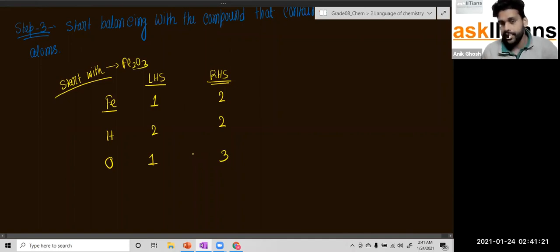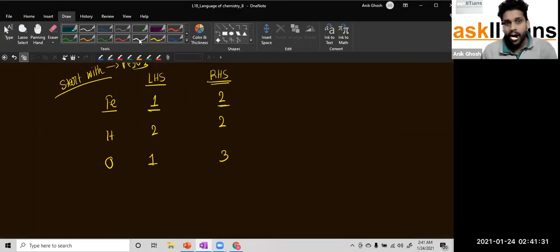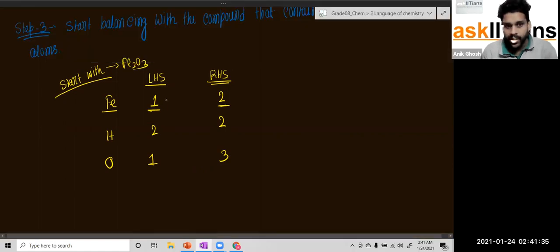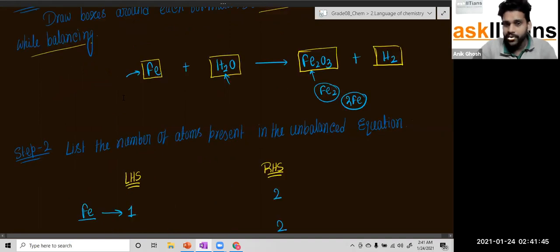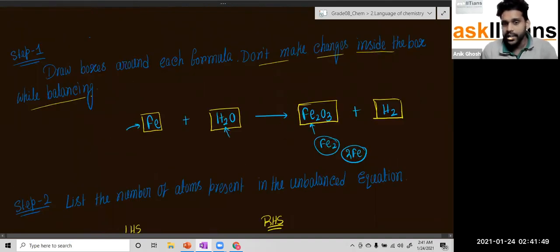Now we need to balance this entire thing. There are 2 irons here and there is only 1 iron on the left side. How to make them balanced? What should I do so that they would get balanced? Definitely I'm going to multiply by 2 with it. Then both of them would get balanced. When I multiply 2 with iron, in the reaction I have to write 2 over here.